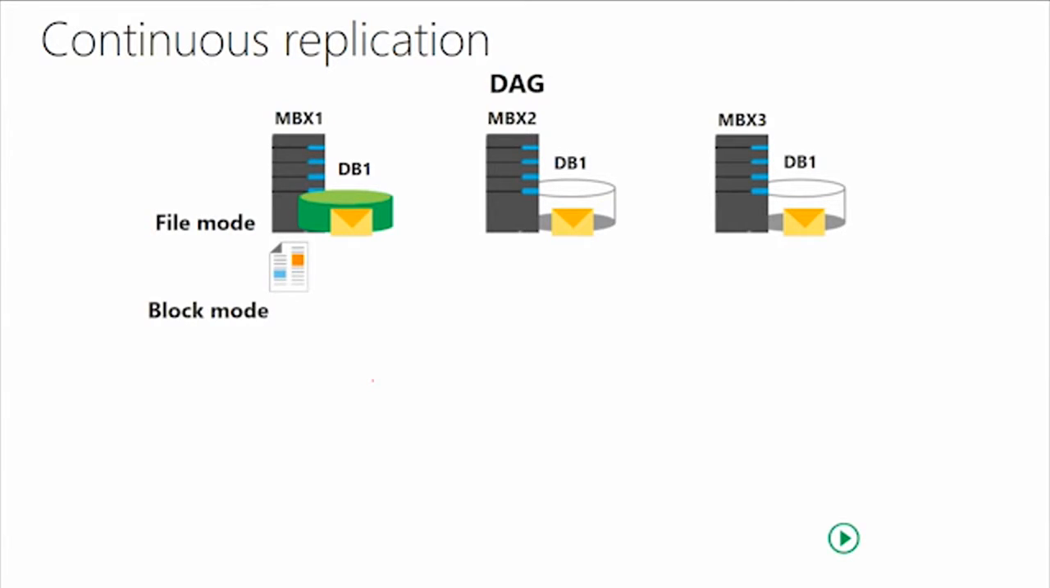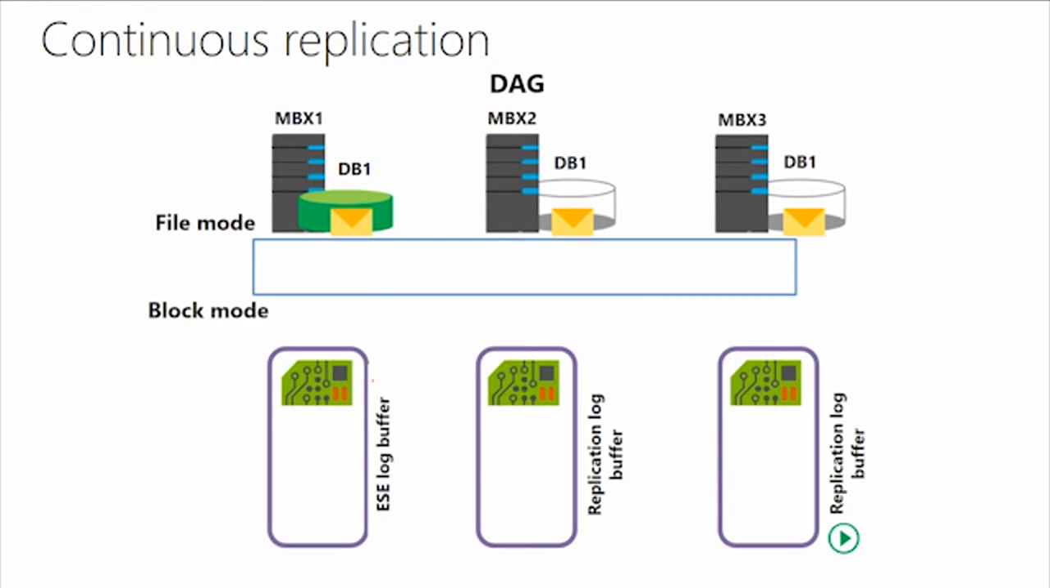Continuous replication is the other component of Exchange that allows you to replicate these databases. So that is the mechanism that we use to replicate databases. And there are 2 ways that we do replication in Exchange: file mode and block mode. File mode is where the database generates a 1 megabyte transaction log file on each mailbox server, and then it copies that log file to the other servers so that those servers are up to date, and it can apply those transaction logs to databases and make sure that those databases have the current information.